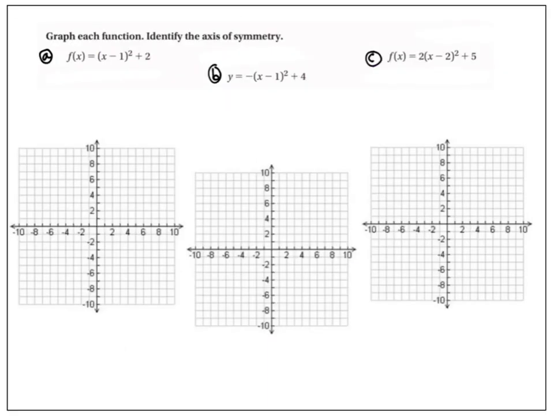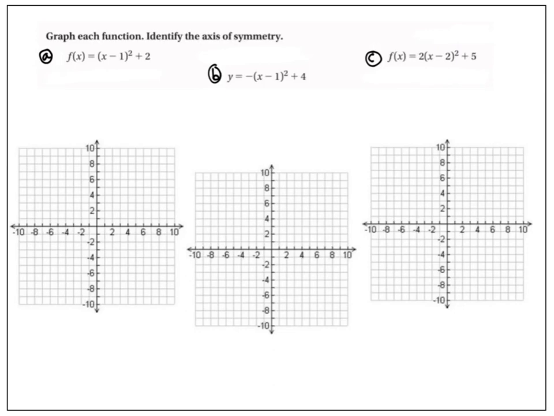All right, here we have a problem where they're asking us to graph each function and identify the axis of symmetry. So we can use our transformation rules and properties to help us graph these relatively quickly. Or we could fall back on using the graphing calculator to help us find some of these points, but it's just as easy to apply your transformations.